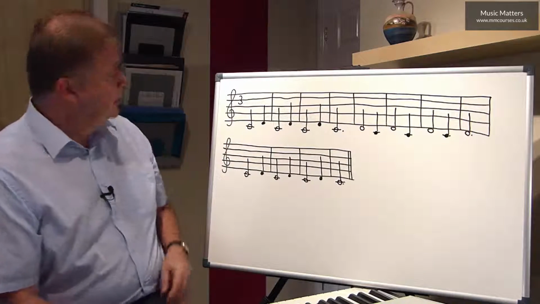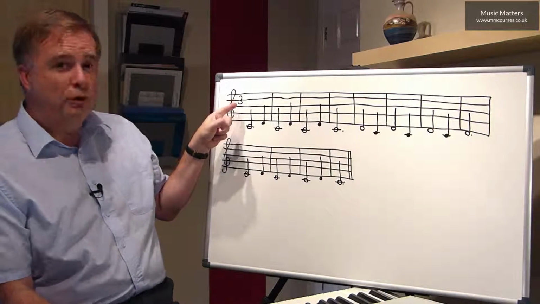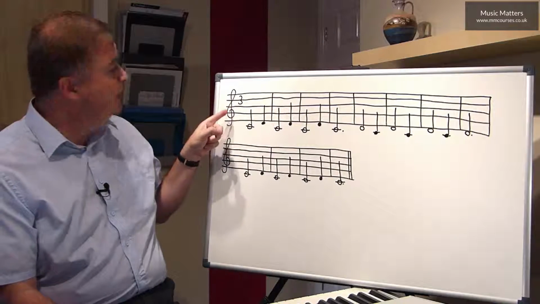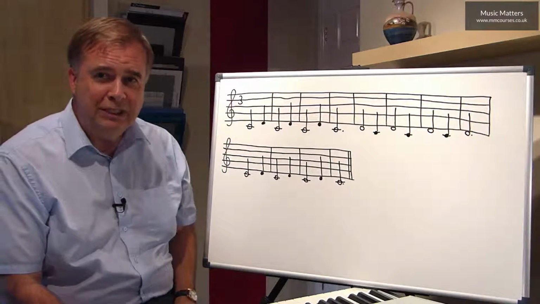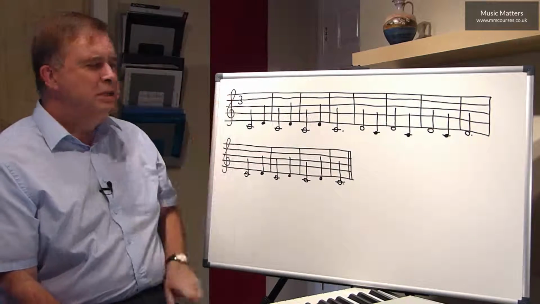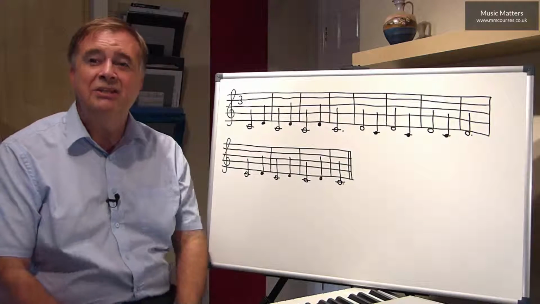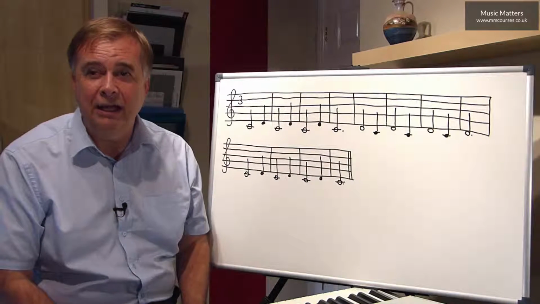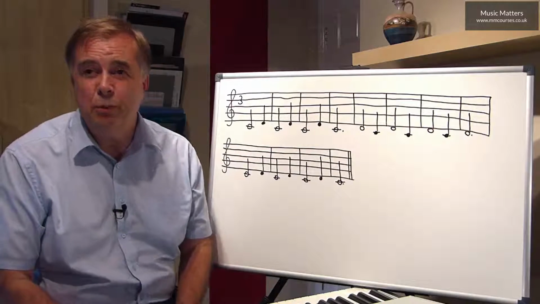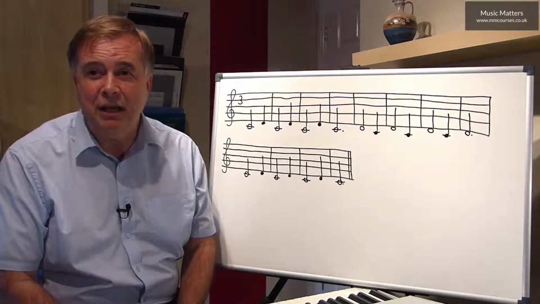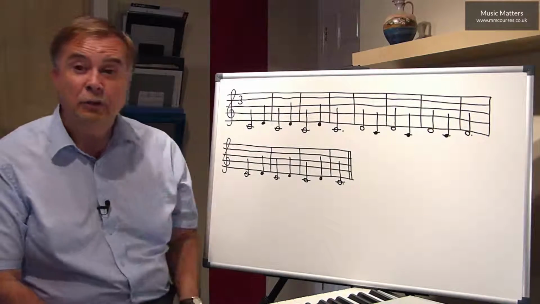Well, the first thing you might notice is instead of having a 4 at the beginning after the treble clef, I've got a number 3. And remember what this number is telling us. It's telling us how many beats there are in the bar. The last piece we were playing had 4 beats in every bar, and this piece has got 3 beats in every bar.